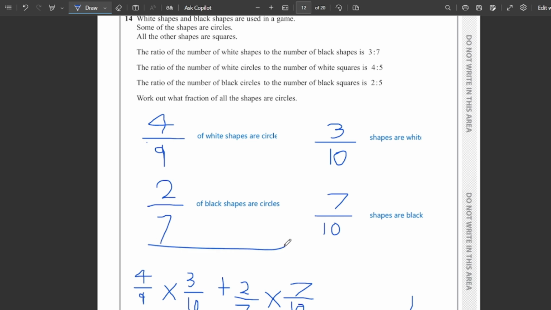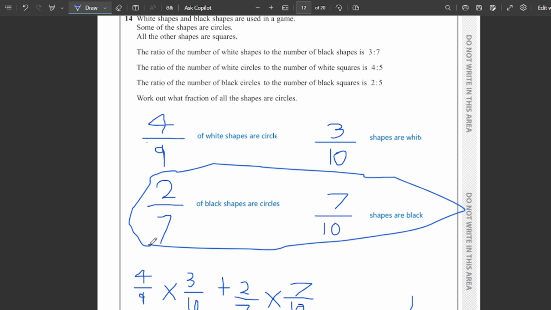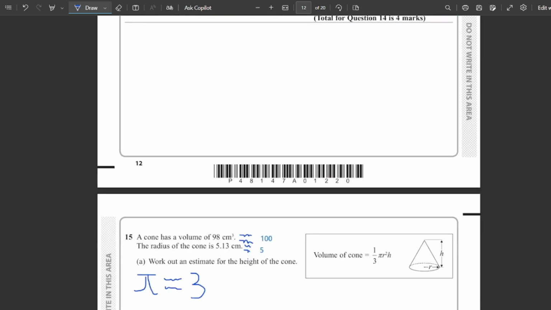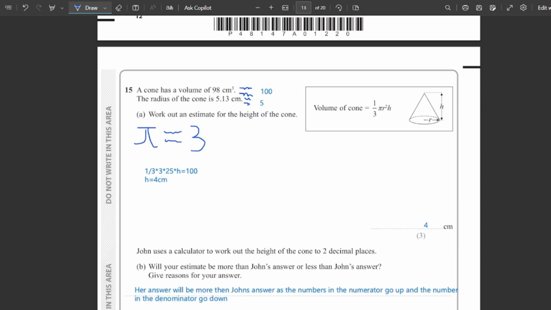You can multiply these to work out what fraction are black circles, and then you can multiply these to work out what fraction is white circles, and then you simply add them together. So it's 4 over 5 times 3 over 10 plus 2 over 7 times 7 over 10, which rearranges into 1 over 3.